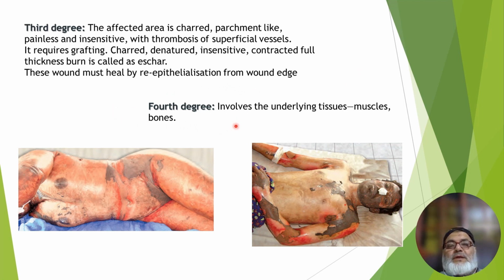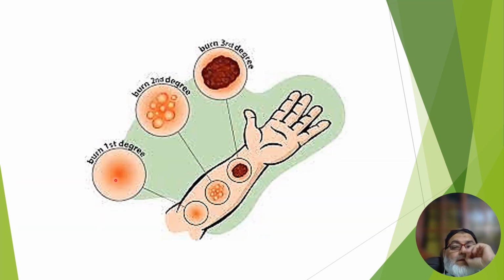Now the fourth degree involves the underlying tissue like muscle and bones. Whenever the patient develops severe burn and the muscles or the bones are also involved, it means it is fourth degree burn. In this picture, the first degree burn is only hyperemia, in second degree burn there are blisters, and in case of third degree, it is a deep burn.